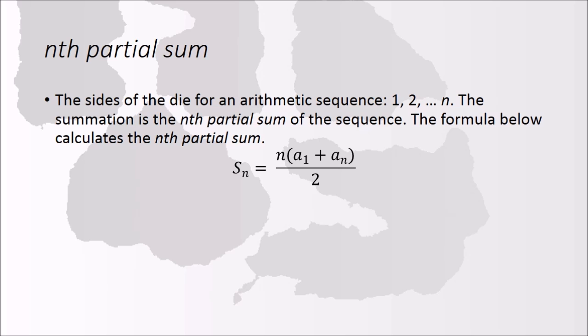But this summation is called the nth partial sum. And there's actually a formula for calculating the nth partial sum. It's assuming that it's an arithmetic sequence where the sequence repeats in a predictable manner. So the nth partial sum is n, where n is the number of elements in the sequence that we're adding, times the sum of the first element and the nth element, all divided by 2.